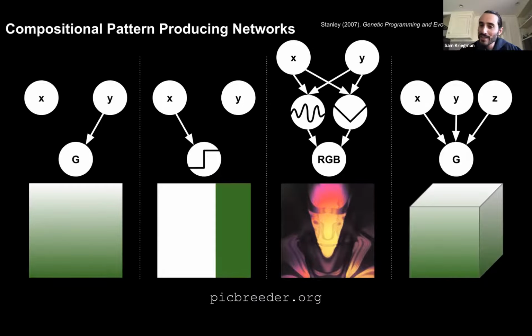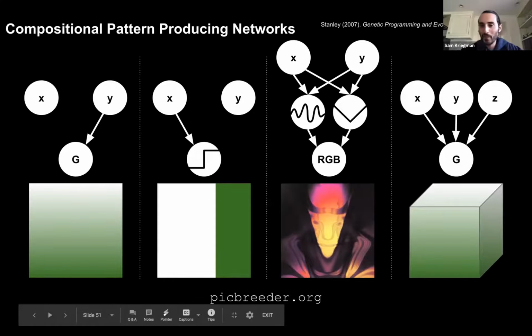You can also do this in 3D. And if you do it in 3D, it's the same thing. You just have a Z axis. And in our simple example of adding green, you're painting green in this cube. Okay.